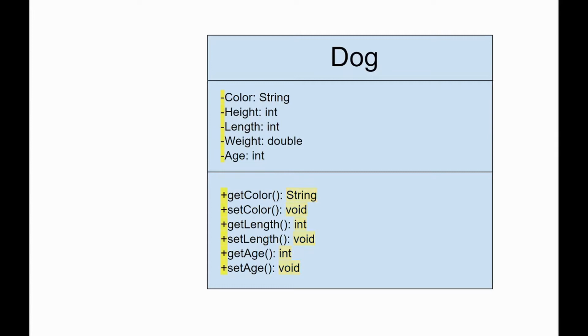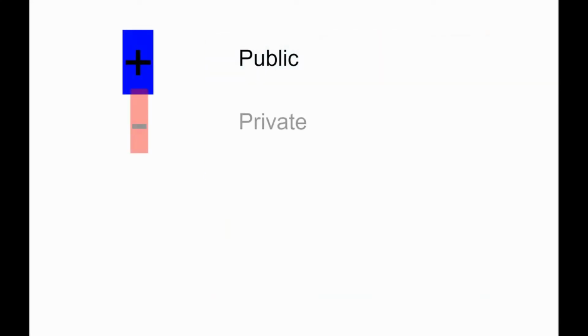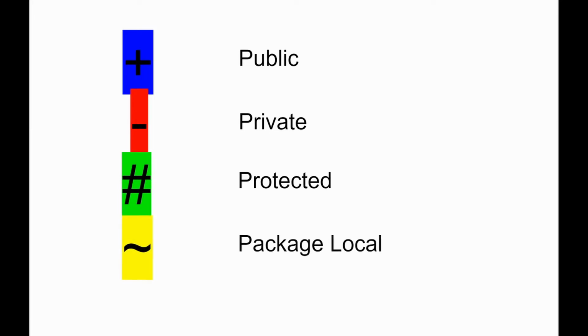You've probably noticed the minuses and pluses before the class attributes and methods. These are the access modifiers or class visibility notation. Plus means public, minus private, hash protected, and tilde means package local.